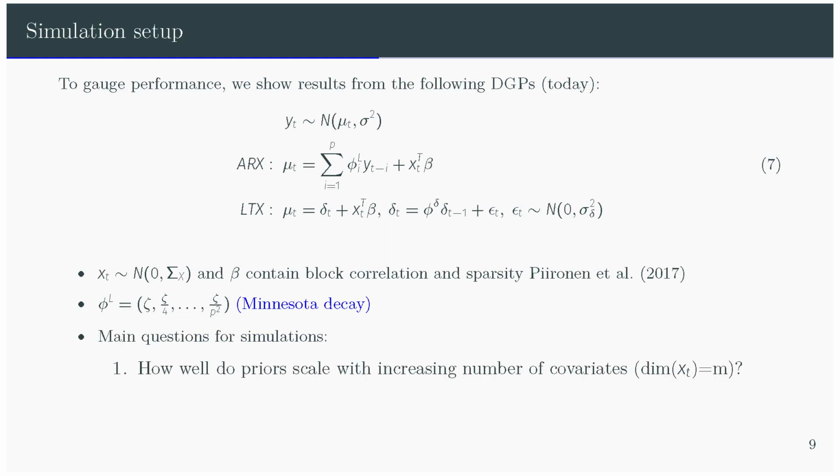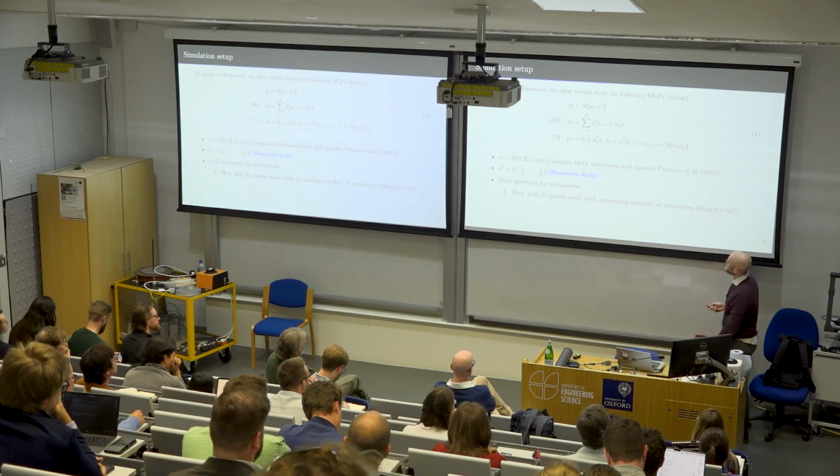What we did want to do was put the ball into the Minnesota's court. So what we did is we generated the AR parameters according to actual Minnesota decay. So if we beat the Minnesota at its own game, then that's kind of a nice thing. And then we have two questions.